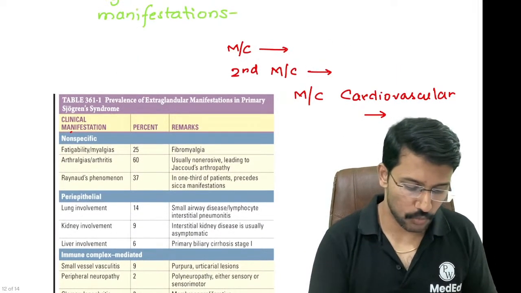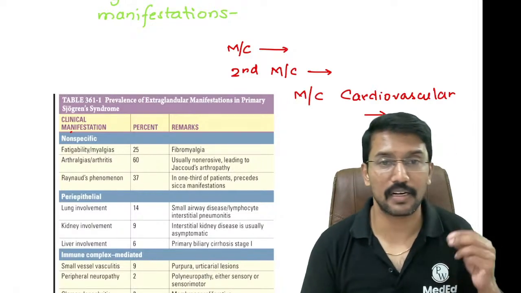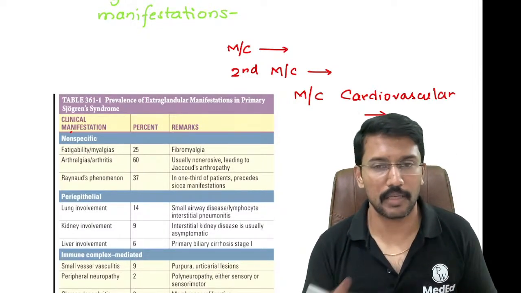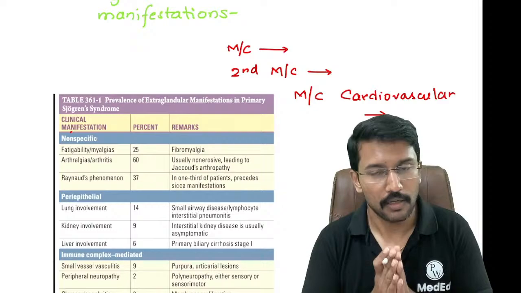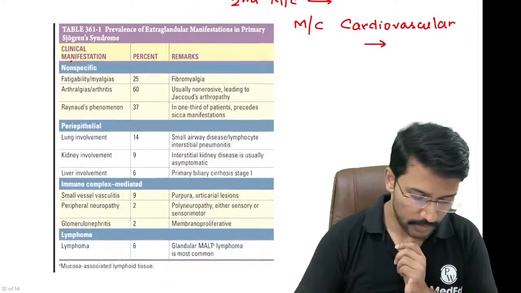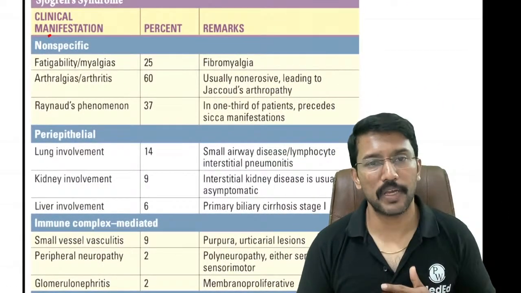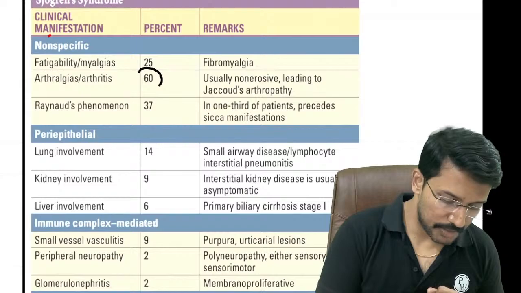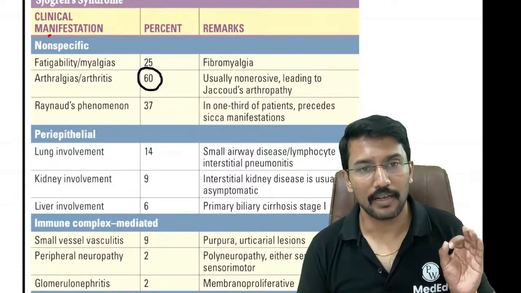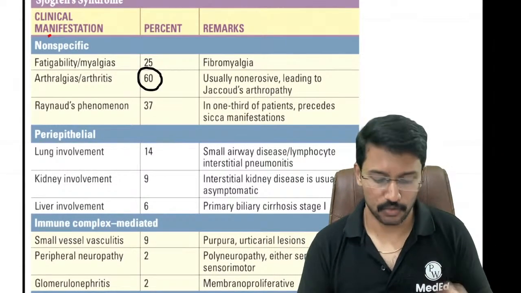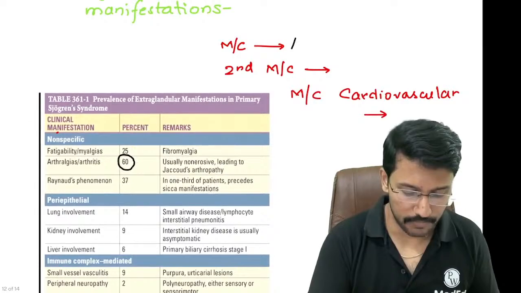The first one they will ask you is what is the most common extraglandular manifestation. मतलब gland के अलावा बाहर कौन सा most common manifestation है. So when you look at the table, the numbers speak for themselves. 60% of patients with Sjögren syndrome develop arthralgia or arthritis. So that's the most common extraglandular manifestation.